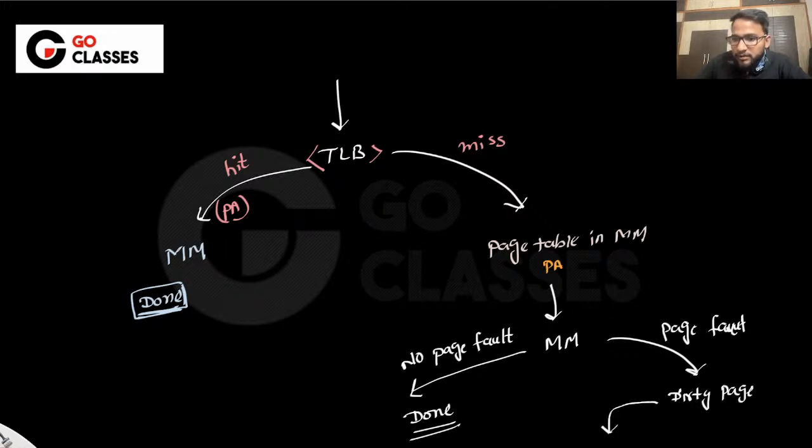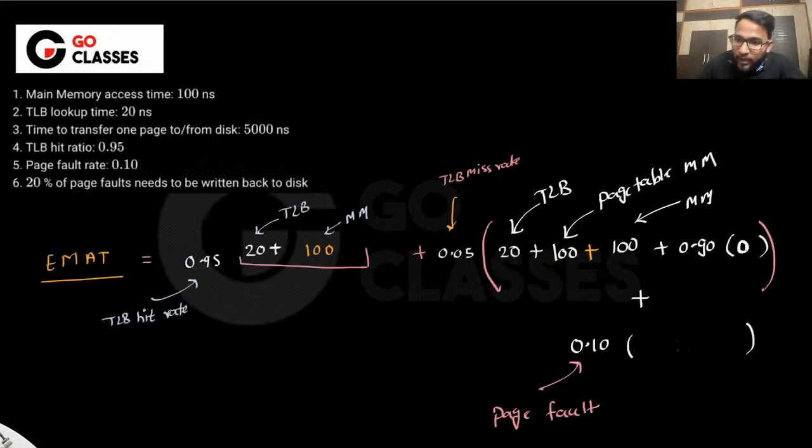If yes, if no, if yes. Okay, if there is no dirty page, it means the page is clean. What will you do? You will bring some page from the disk to the main memory. So now here you will say whether the page is dirty or not, right?